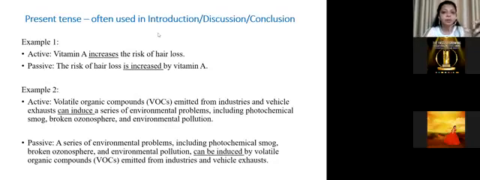Let's look at the first one. Now, vitamin A increases the risk of hair loss. Increases the risk of. So when you are turning that into passive construction, you need to know the form.